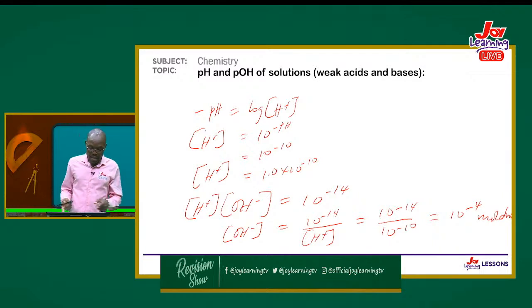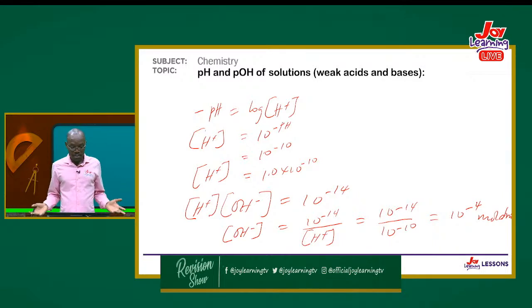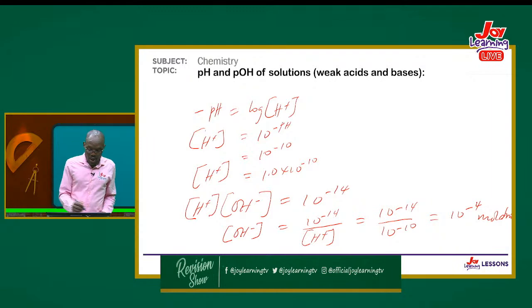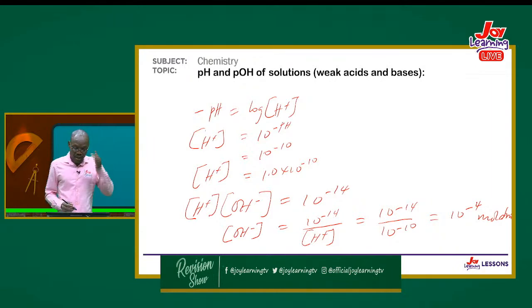From there, we can also calculate the pOH. Since we have the pH given to be 10, I can also find the pOH from there and take the negative log of the pOH value to give me the concentration of the hydroxide ions in solution. So whichever way, you get the same maths.